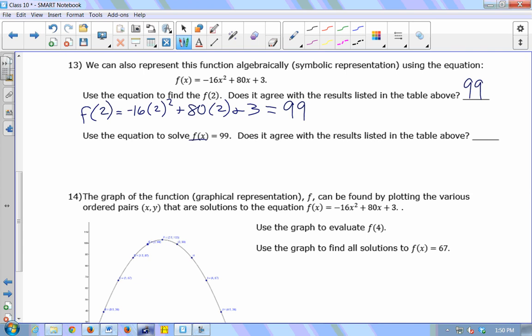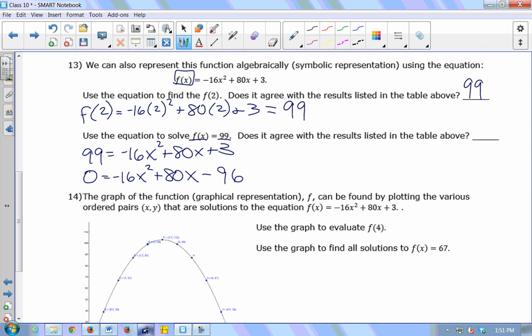All right, if I want to use the equation to solve f of x equals 99, I'm going to make a substitution, right? f of x and 99 are the same, so I can substitute 99 for f of x in the equation. So I have 99 equals negative 16x squared plus 80x plus 3. And how would I solve this equation? Subtract the 99, so I have 0 equals negative 16x squared plus 80x, and 3 minus 99 is negative 96. And then you would solve that how? Quadratic formula, or you could play around with it and see if it factors. Let's use the quadratic formula.